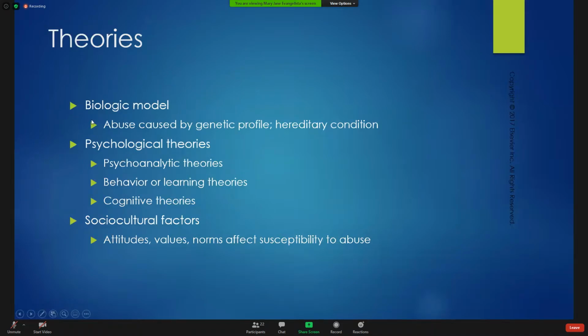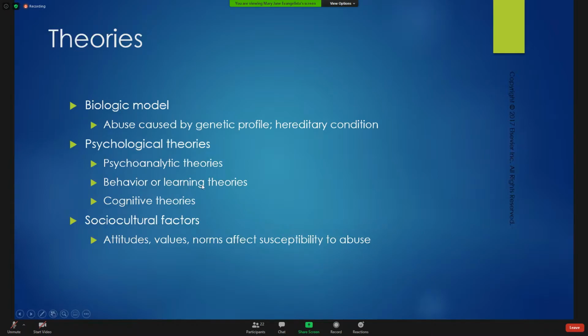We have, of course, a biological model. According to the biological model, it can be from genetics. Maybe your father is an alcoholic, alcohol abuse or whatever. But I don't believe in this one. Okay, biological model. Psychological theory.